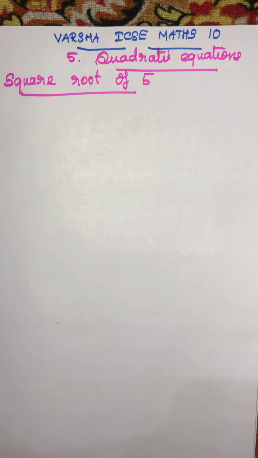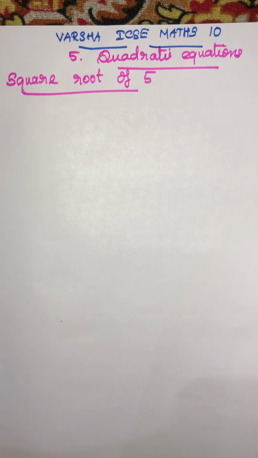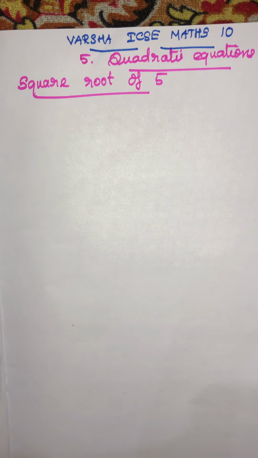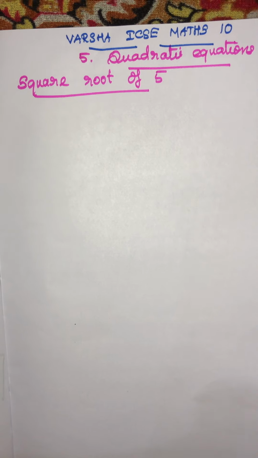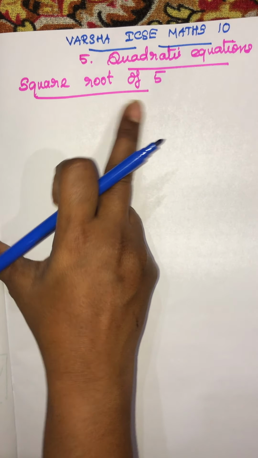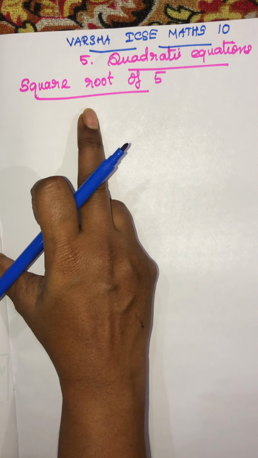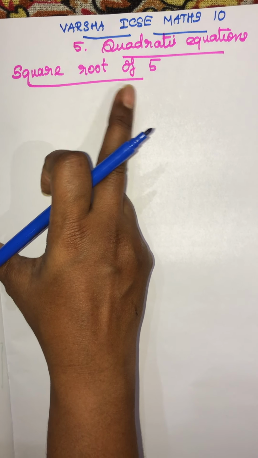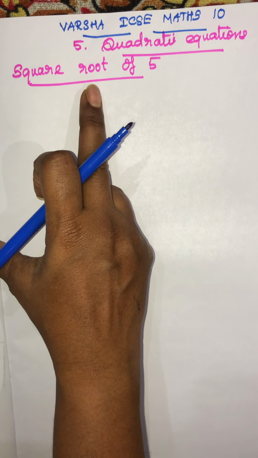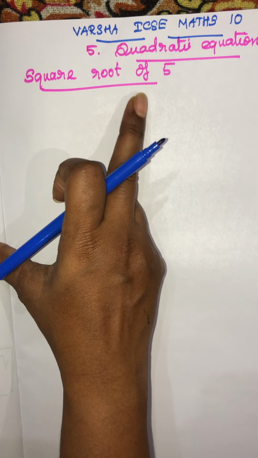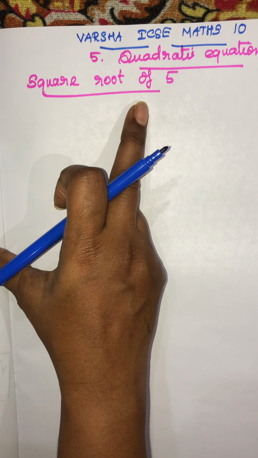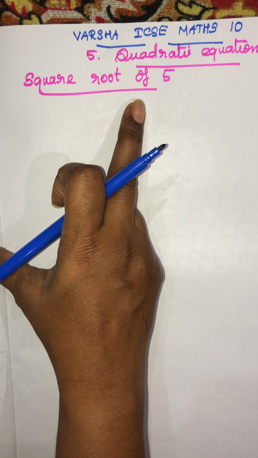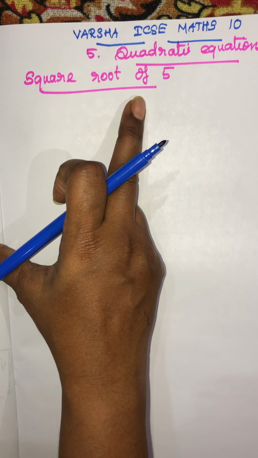So irrespective of the board, CBSE board, ICSE board or state board, finding the square root you will see in many places. In this video I am going to take the square root of 5. This is from the lesson Quadratic Equations, the 5th lesson. After seeing the full video, you will be able to find the square root of every single digit number.